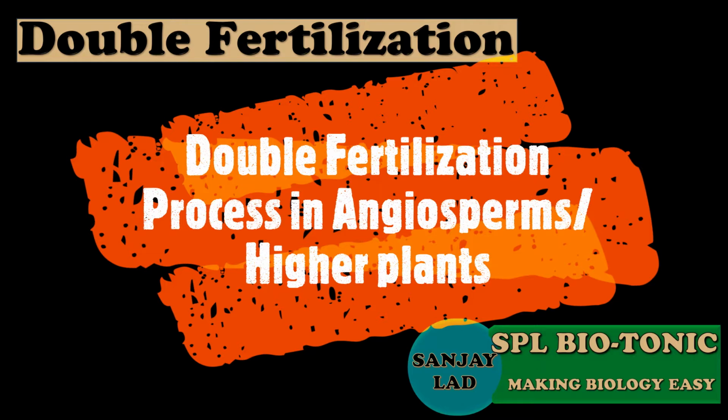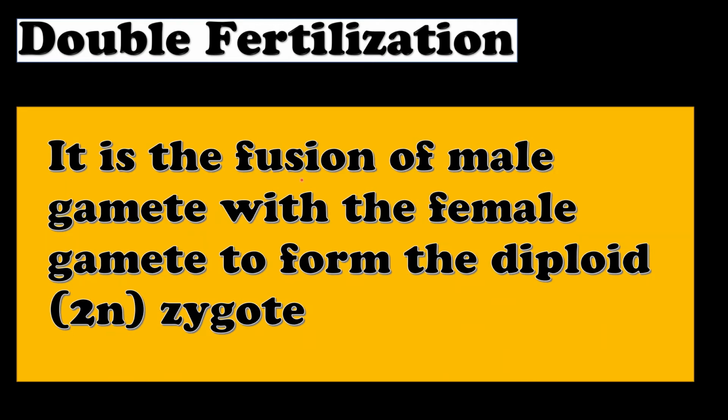Students, in this session, we'll talk about double fertilization process in angiosperm. Students, we can define fertilization as the fusion of male gamete with the female gamete to form diploid zygote.